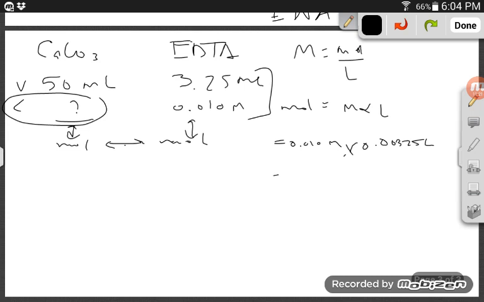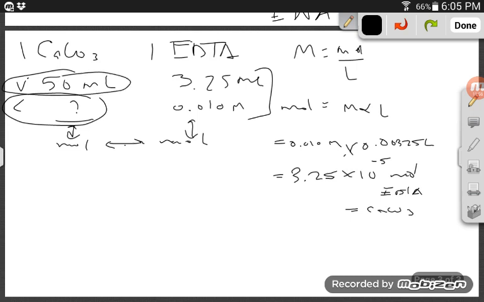0.00325 liters. So if I do my math, let's do scientific notation. That's going to make my life a lot easier. So if I do the math on that, I get 3.25 times 10 to the negative fifth moles of EDTA. Since this is a 1-to-1 ratio, that means it's also equal to the moles of calcium carbonate. So now I have my moles of calcium carbonate and I have my volume of calcium carbonate, so I'm going to put them together to get the concentration.